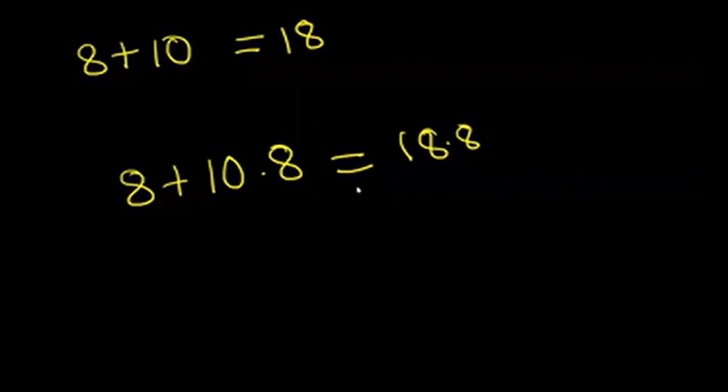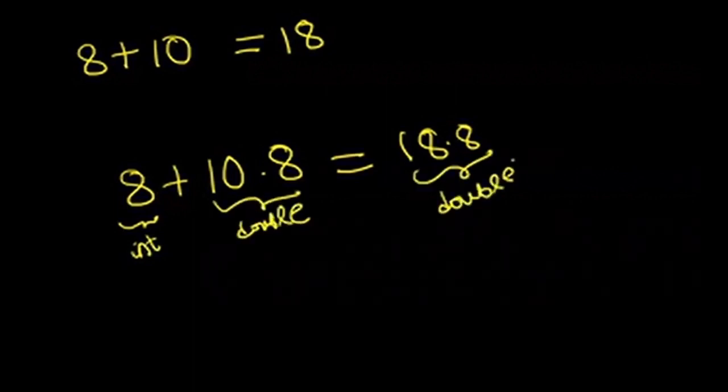So guys, when I ask you something like 8 plus 10.8, see what is happening. This is an integer, right? And this is a double. And you gave me the answer in double. So guys, you had an integer, and to that you added a double. So what did you do?